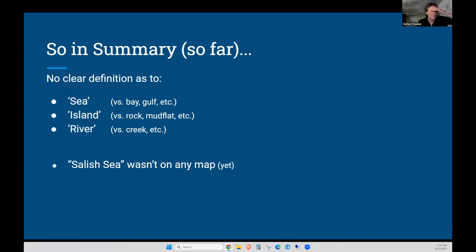So I'm going down this path, kind of scratching my head. I go back to Bert and he's like, "Bert can't even find a definition for a sea, let alone an island or a river. There's no maps out there with Salish Sea on it. What's going on here?" And Bert's like, "Yeah, I know. We need a map. We need a map of the area." And so we go looking for maps.